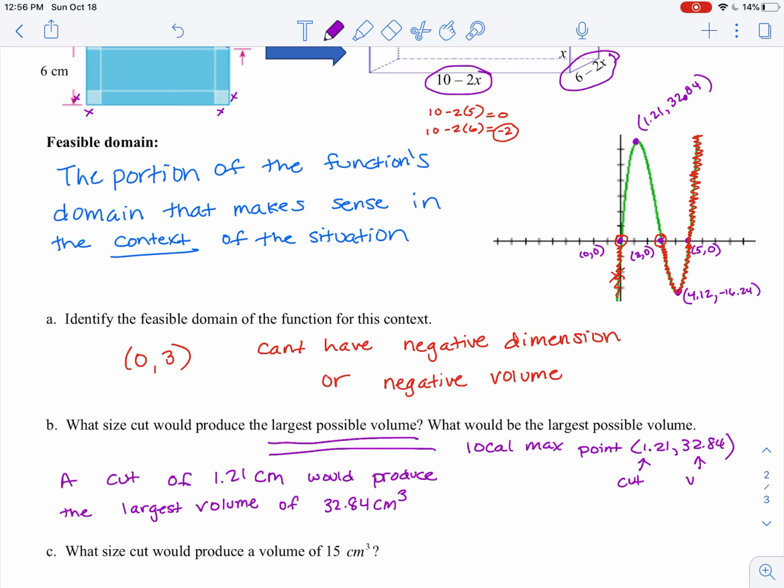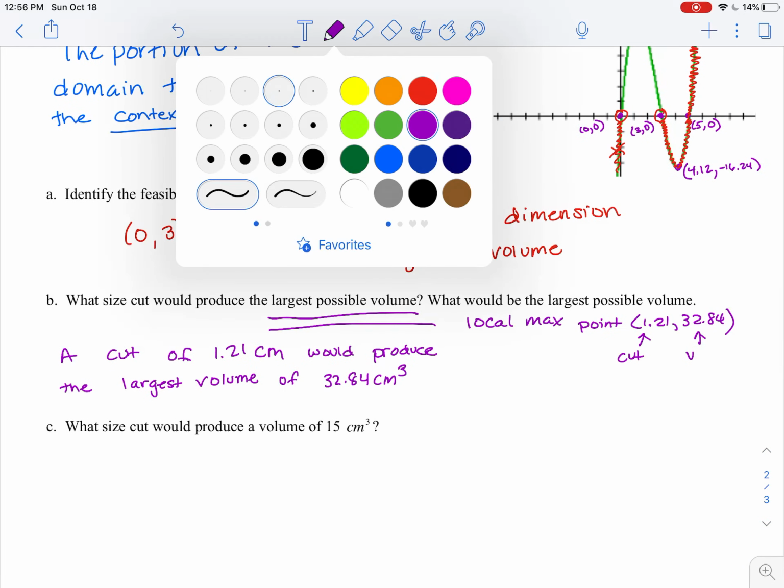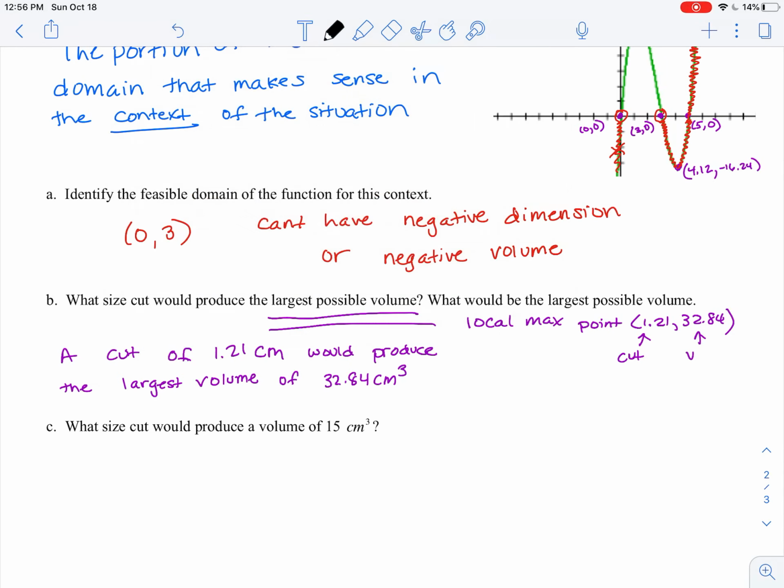Now, the next question asks us, what size cut would produce a volume of 15 centimeters? So I need to think about where that would be on my graph. And I actually think it's going to be really helpful for us to have our graph draw a second equation. So in y2, I'm going to set it equal to 15 so that I can take a look at where that would be and what size cut would create that.